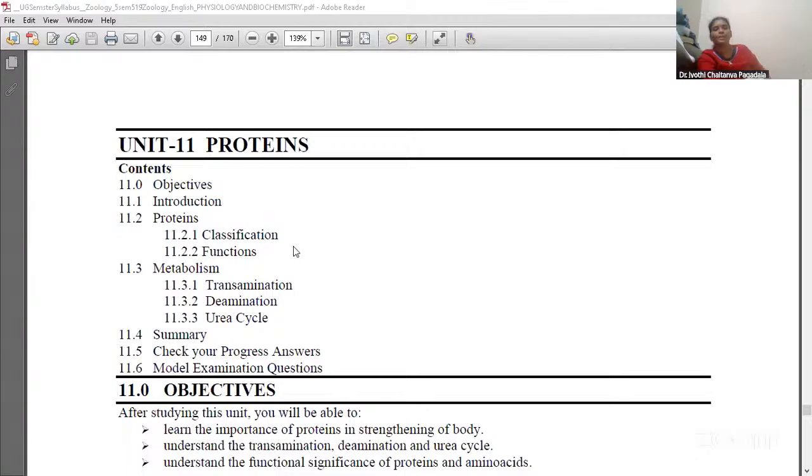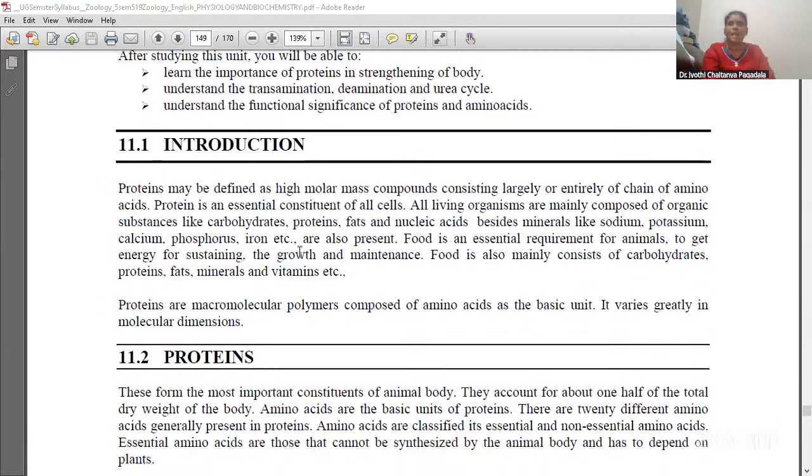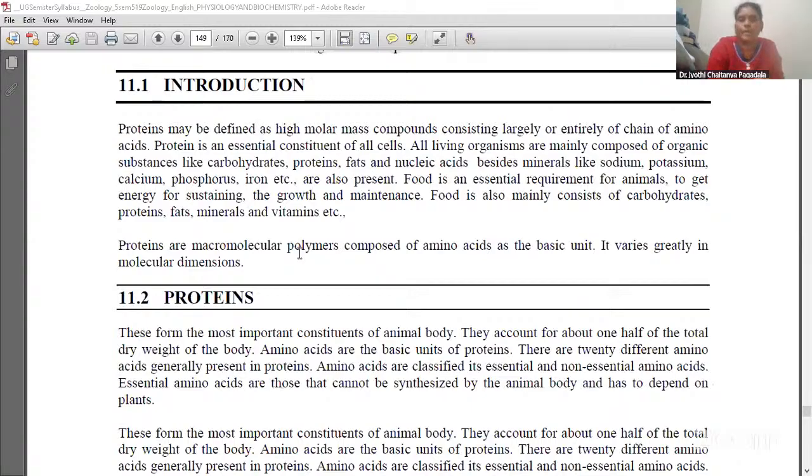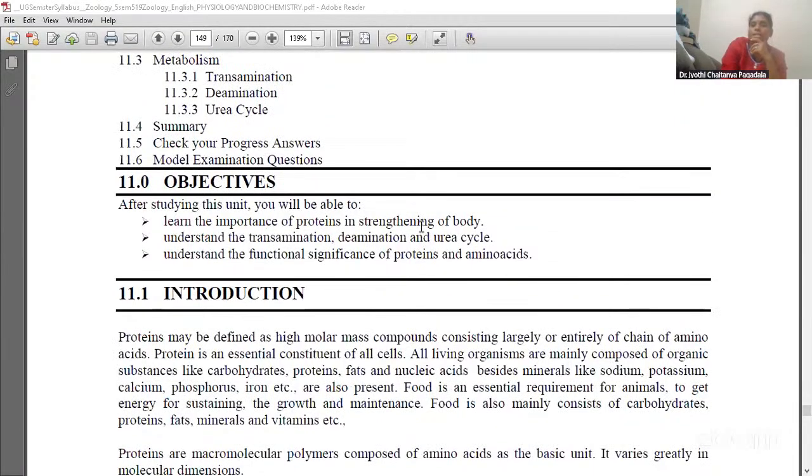And our next topic is protein. Here, as everyone knows, proteins are the staple food of the human body. Most of the people mostly depend upon the proteins. And here the protein can be defined as a high molecular mass compound, having largely or entirely a chain of amino acids. A group of amino acids are called proteins.